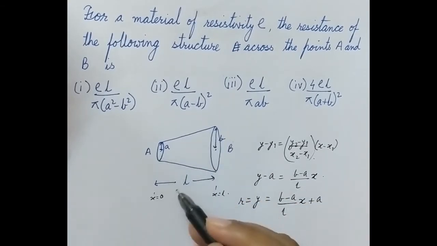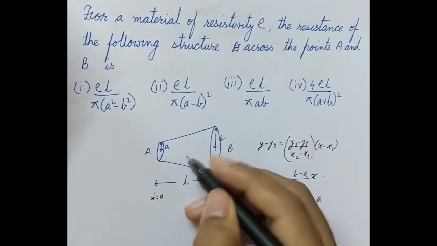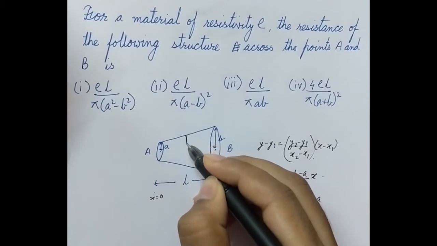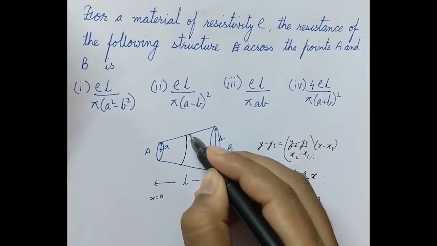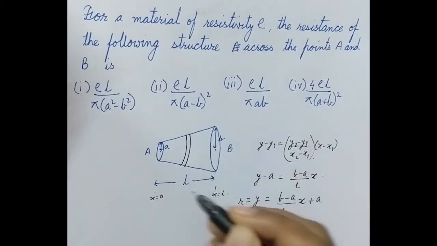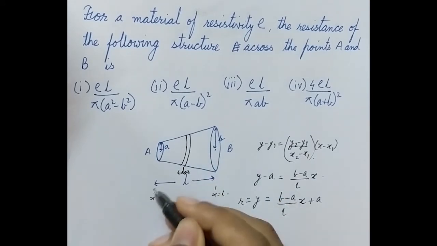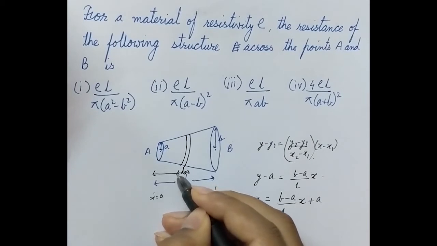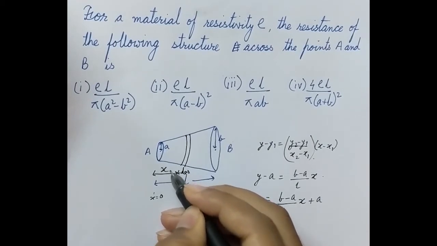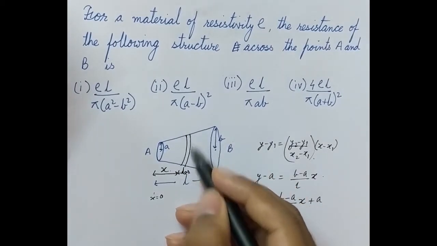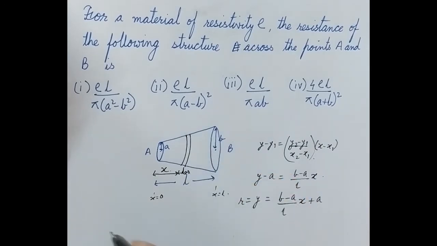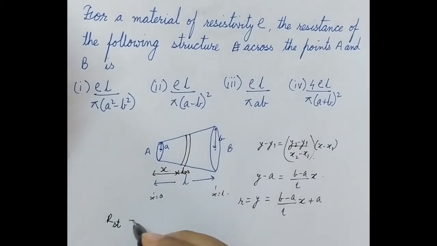Since it is variable, we need to use integration for the method. The way we integrate is we consider a thin strip of thickness dx placed at a distance x from the initial point. We need to find what the resistance of this single strip is. So the resistance of that single strip is given by rho L by A.